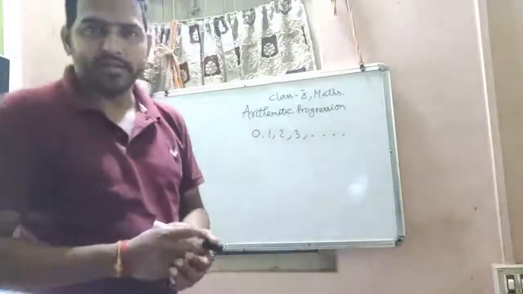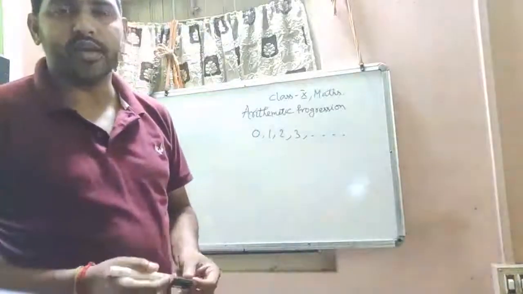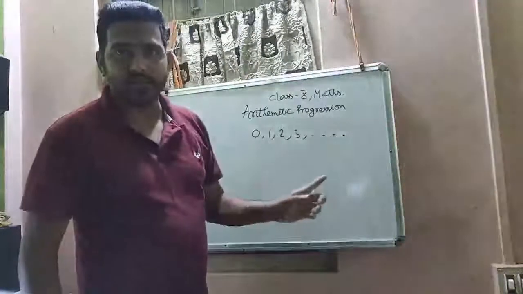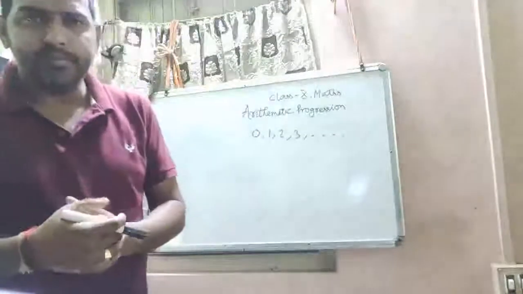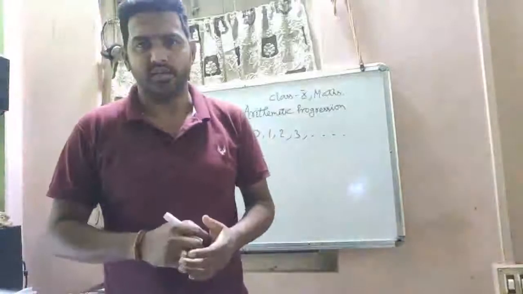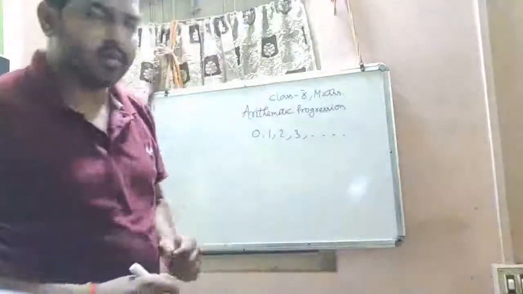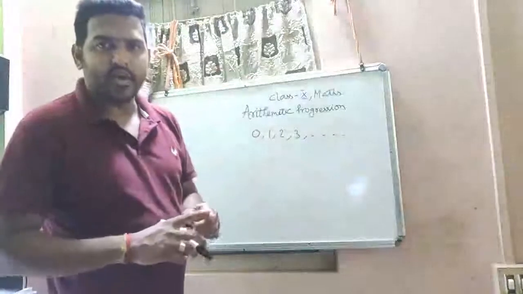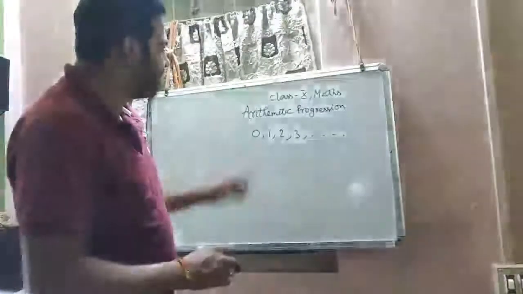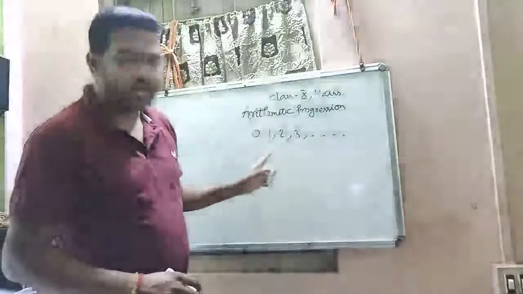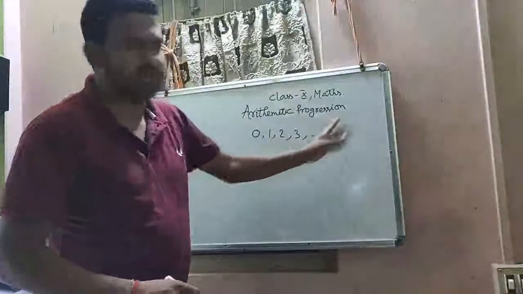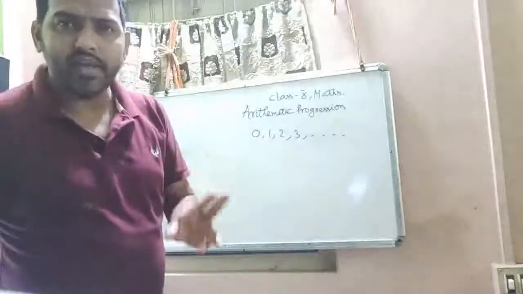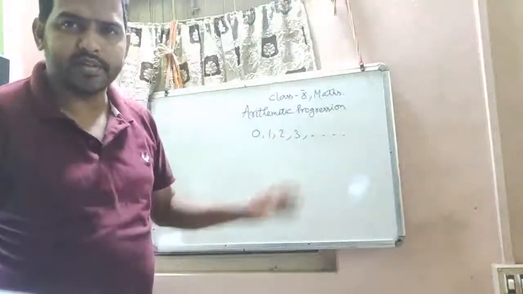Today in maths, we are going to learn about an important part of it, that is arithmetic progression. Before we proceed towards the main part, let me take an example. If we consider the series of whole numbers starting from 0, we can write like that 0, 1, 2, 3, like this. So consider the pair of any two consecutive numbers present in it.